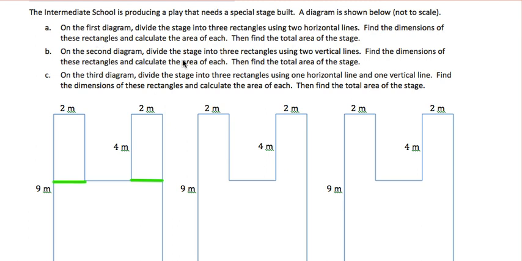On the second diagram, they're asking us to divide the stage into 3 rectangles using 2 vertical lines. So we'd go here and here. And then in the third diagram, they asked us to divide the stage into 3 rectangles using 1 horizontal line and 1 vertical line.